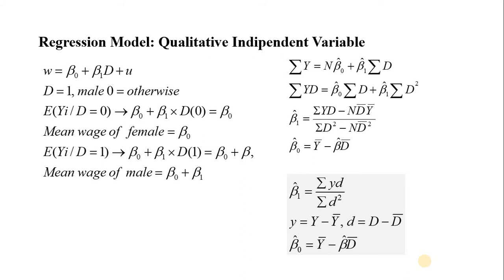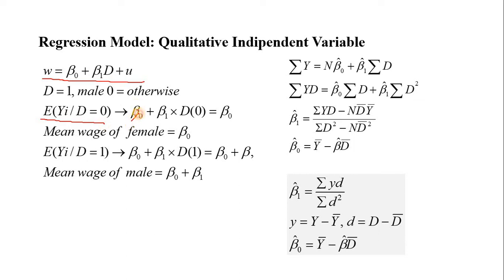Now you have to be very careful about this. What I am going to do is, this is our equation: W equals beta 0 plus beta 1 D plus u. D is equal to 1 for male, 0 otherwise. So what will be the average wage rate when D is equal to 0? What is the average value of wage when your D is equal to 0?